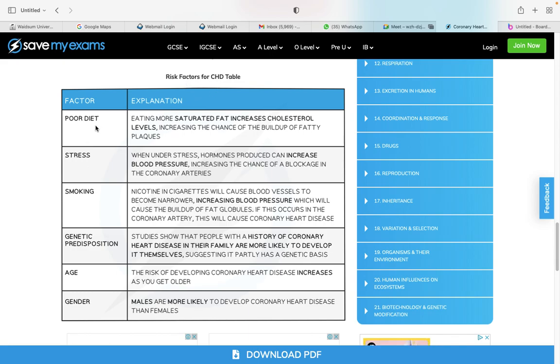One of the risk factors is poor diet. You are eating too much saturated fat. That will increase your cholesterol level in your body. So please stop eating fatty food, too much fatty food. That's number one, poor diet.